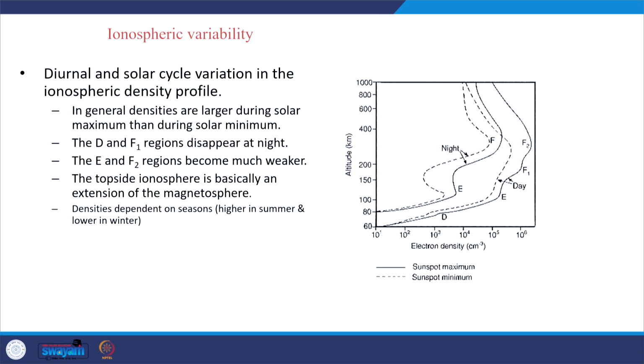Diurnal and solar cycle variations in the ionospheric density profile. So, in general, the densities are larger during the solar maximum than during the solar minimum. This has been iterated many number of times already. The D and F2 regions disappear at night time, right? During the night time, an extension of common sense simply says there is no sunlight. The ionosphere should not exist.